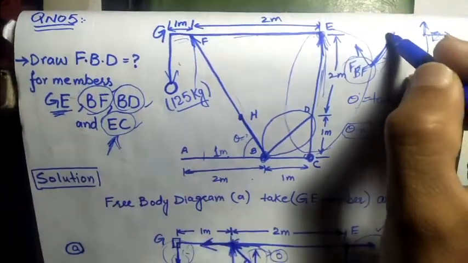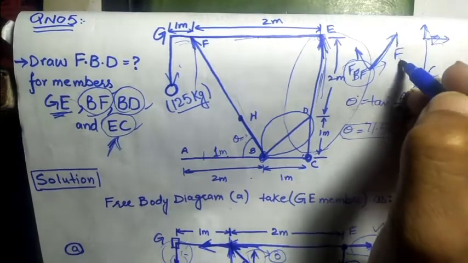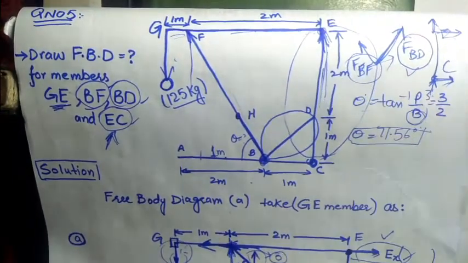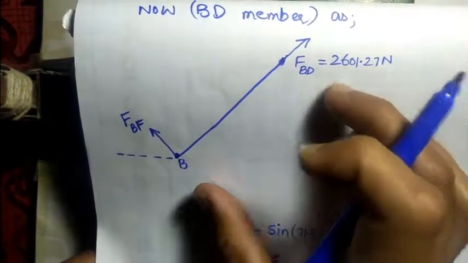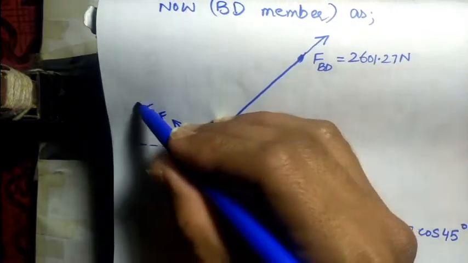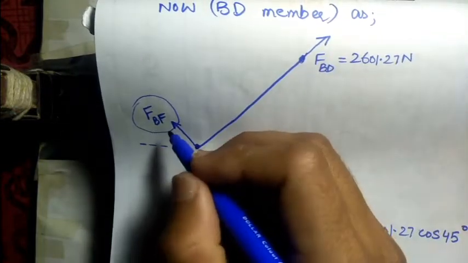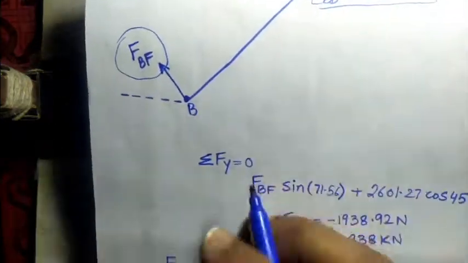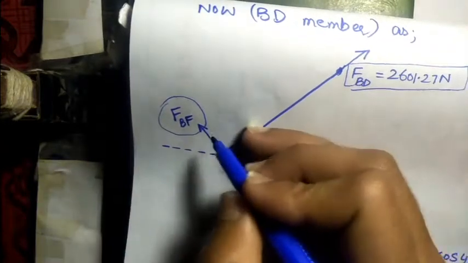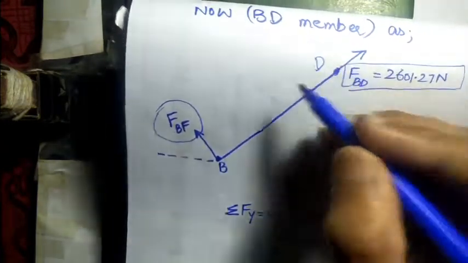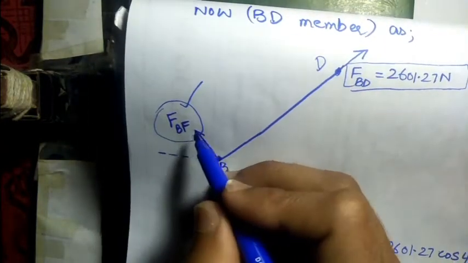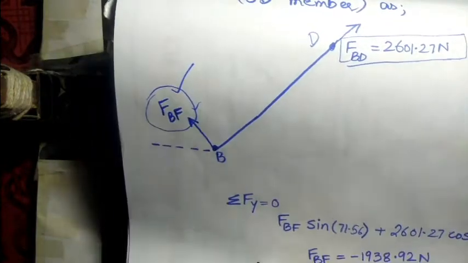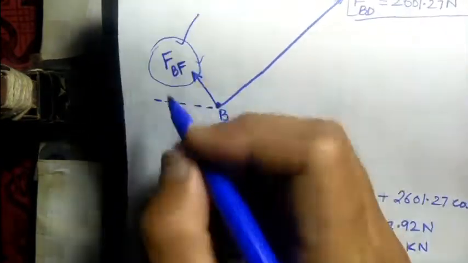And one force is in this direction, known as FBD, which was already calculated in the EC member. I have drawn the BD member. This is a force which is acting in the BF member direction, and this is the force which was already calculated in the EC member previously. So in this free body diagram of the BD member, the only unknown force is FBF. To calculate this force, we can easily use any equation of equilibrium to find this unknown.